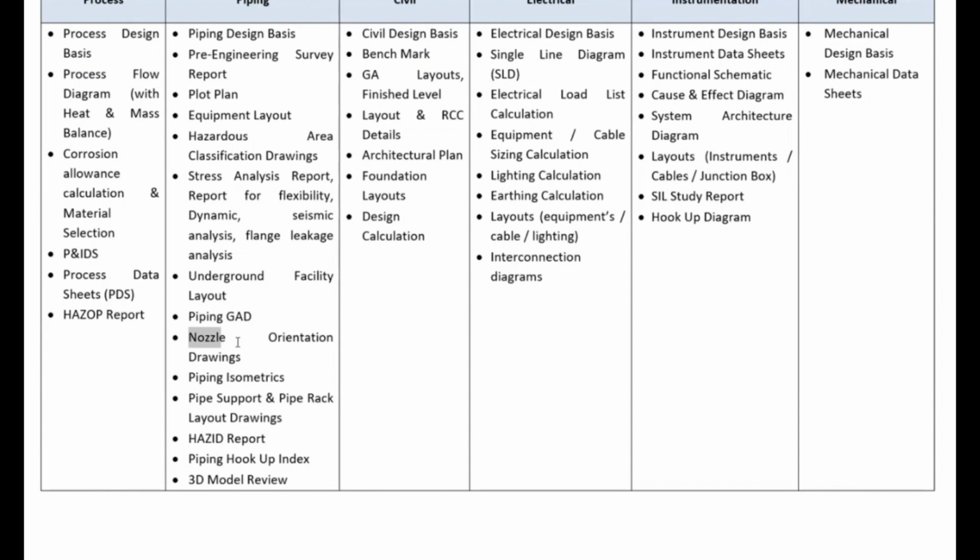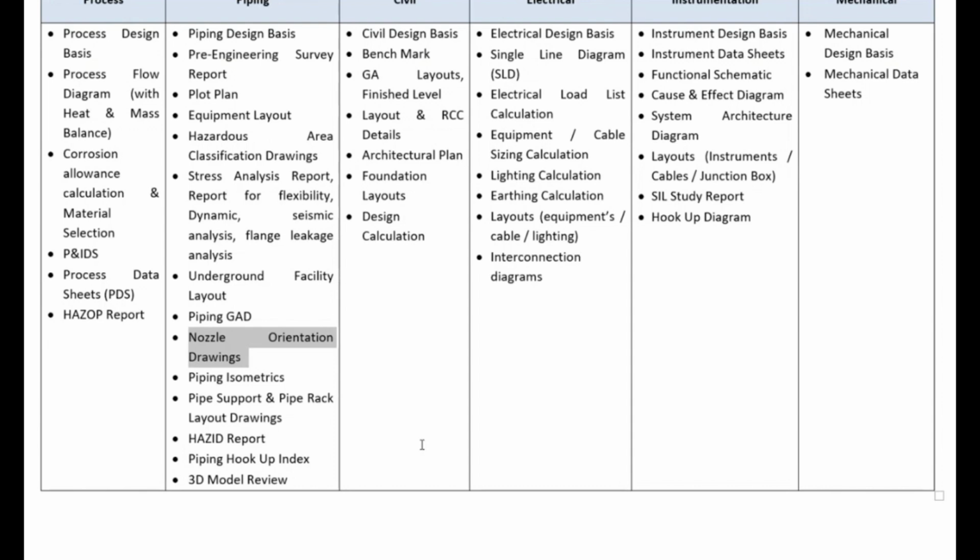Then coming to the nozzle orientation drawings, okay? Nozzle orientation drawing has two components basically. The process, I'm going back to process, okay? The process will tell you how many nozzles will be on the vessel. I'm making it very clear. If there is a separator, and the inlet connection on that separator is 6 inch, which is called a nozzle, you are connecting through the nozzle and flange, okay? But this 6-inch size will be decided by process.